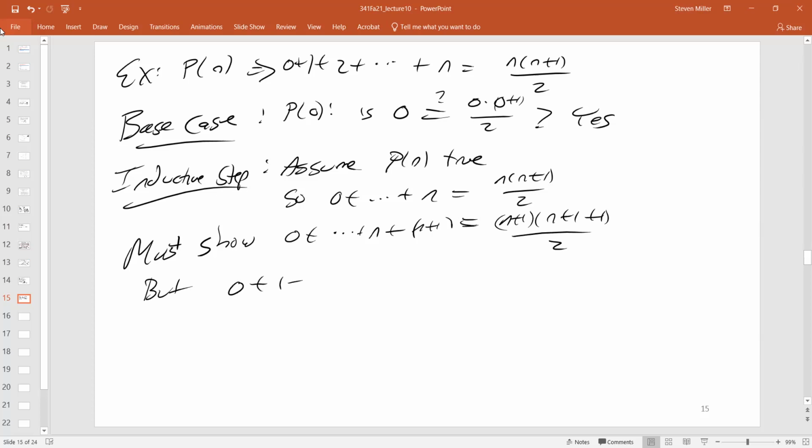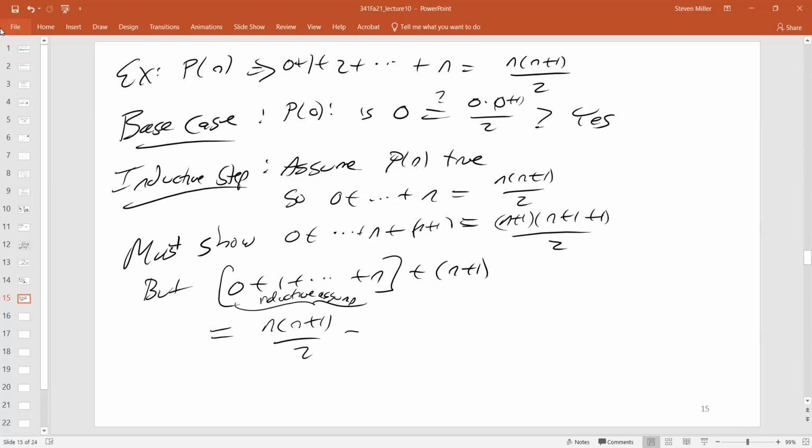But if you look at the beginning, by the inductive assumption, what do we know about 0 plus dot dot dot plus n? By induction, it equals n times n plus 1 over 2. And so if we then add n plus 1, we'll write it as n plus 1 times 2 over 2, it gives us n plus 1 times n plus 2 over 2. And that proves by induction the formula for the sum of the first n integers.